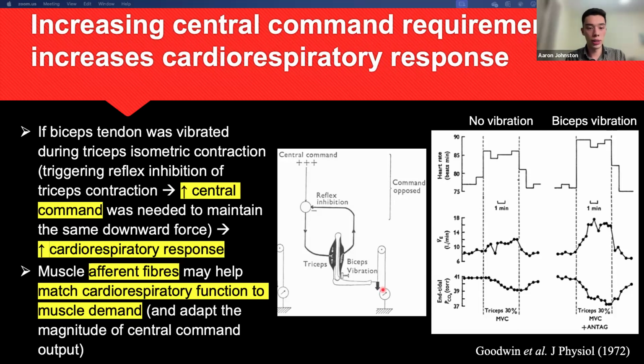And if they vibrate the biceps tendon so that the stretch response is activated, the brain thinks that there's more load, even though there isn't actually more load. The work being done remains constant. There's nothing changing to the weight, just the brain thinks there's more because you're stimulating the biceps, that's activating the stretch receptors, etc. This leads again to an increased central command because the brain thinks there's more load, even though again, there's no more error signal, there isn't any more load. And this leads to an increased cardiorespiratory response. So highlighting the role of muscle afferent fibers in matching cardiorespiratory function to muscle demand.